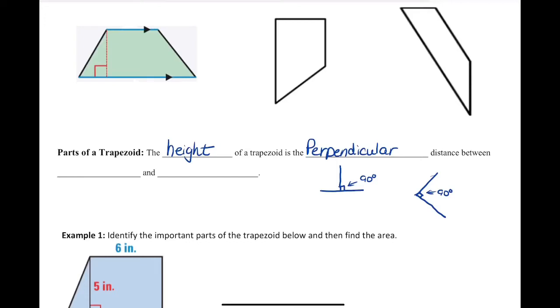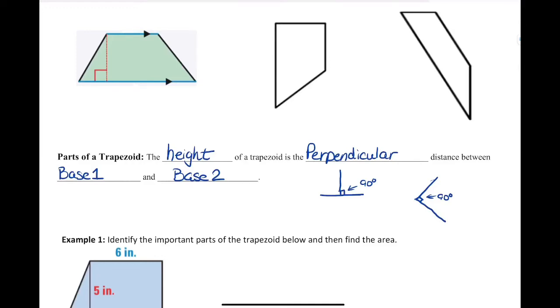So the height of a trapezoid is the perpendicular distance between base 1 and base 2. So that's what we're talking about there. Another way to describe the height is the shortest distance between the bases. That's another way to put it. So on this one right here, those are the bases, and the height is going to be that. Now, how do we know that's the height? Well, like I said yesterday, look for that right angle. If you see that right angle sign, that's telling you that is perpendicular, and that's a good indication that we're talking about the height.